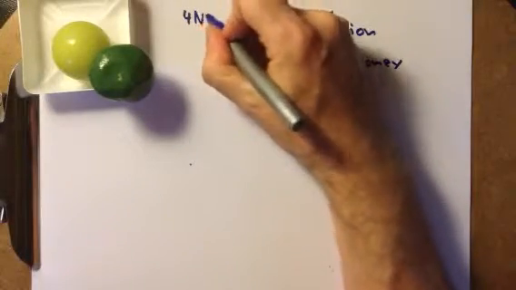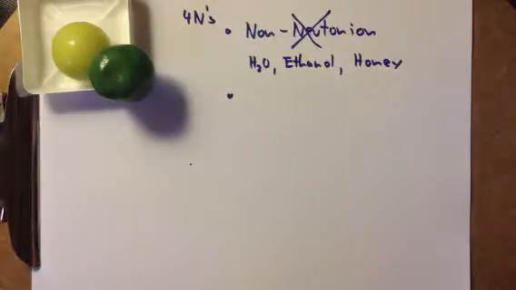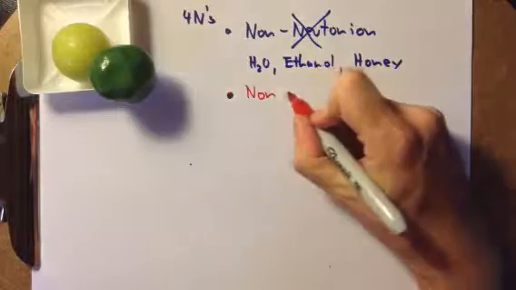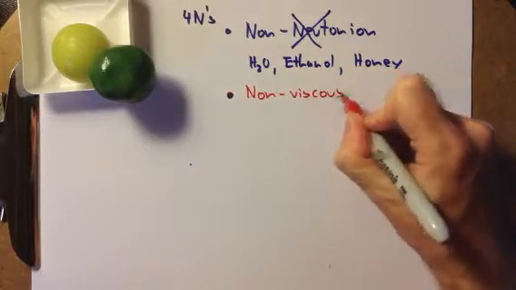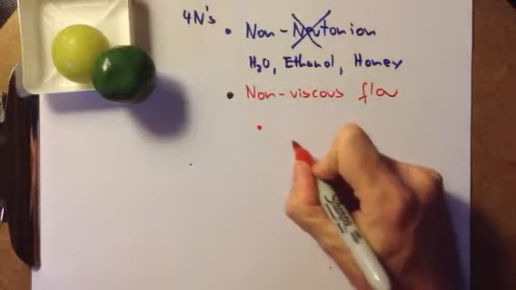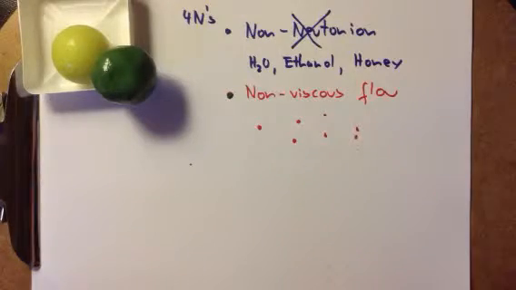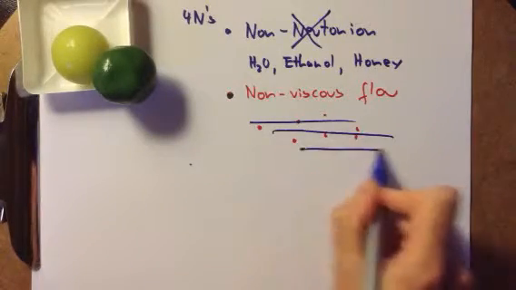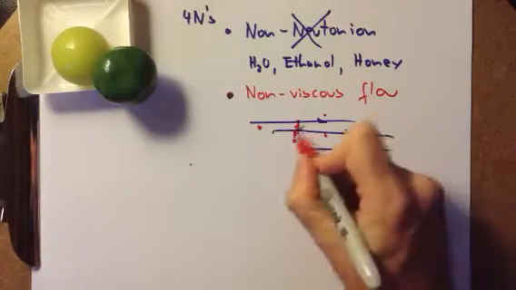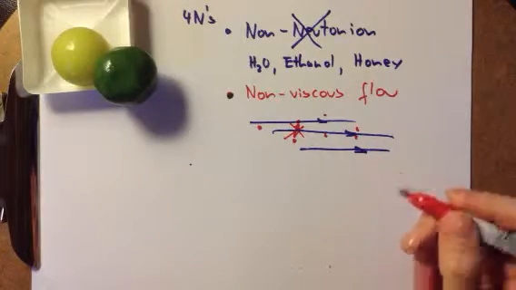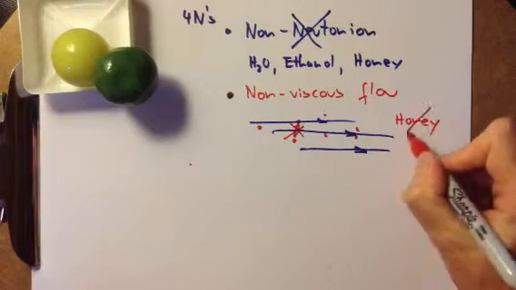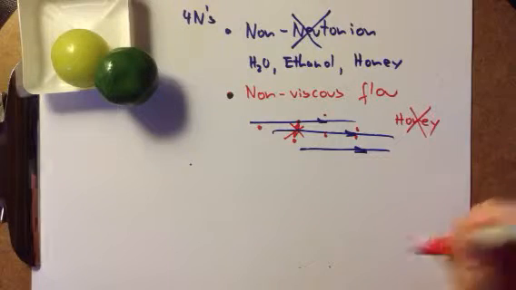There are four N's to consider. The next N to consider is viscosity. We want non-viscous flow of our fluid. That means the little molecules which make up the fluid that streams along, these little molecules should not interact with each other, at least not much. We don't want interaction between those molecules. Honey is an example where they do. Honey is very viscous. We don't want honey. Honey is not a good case.